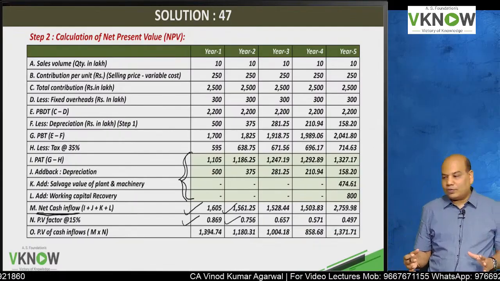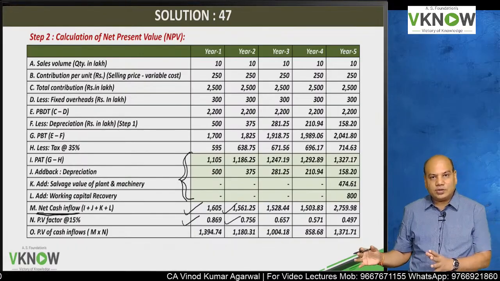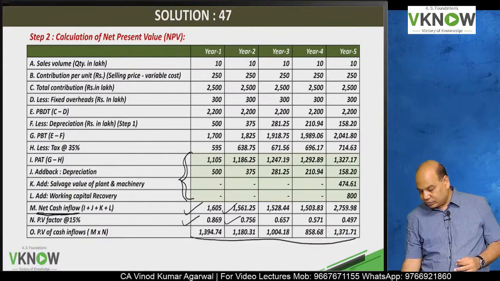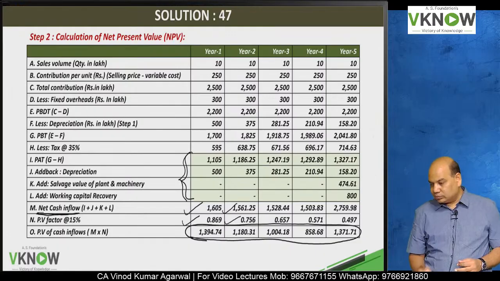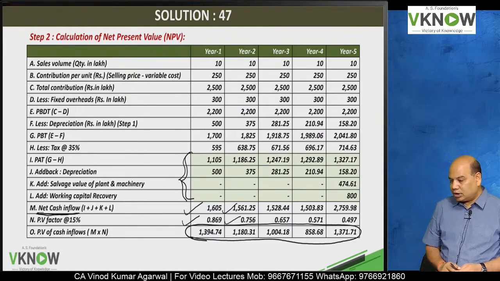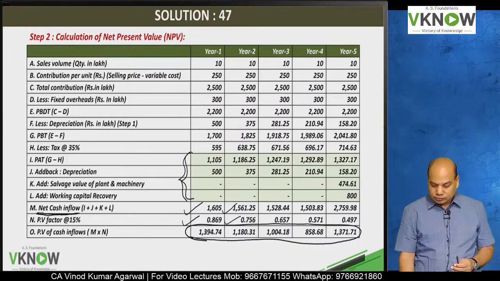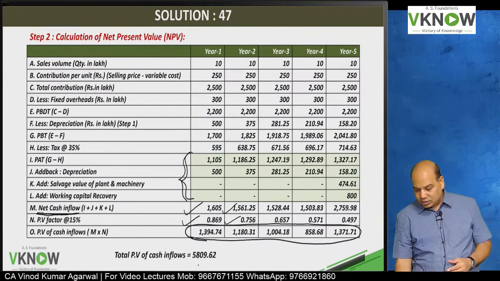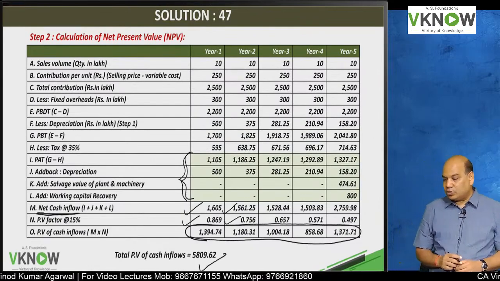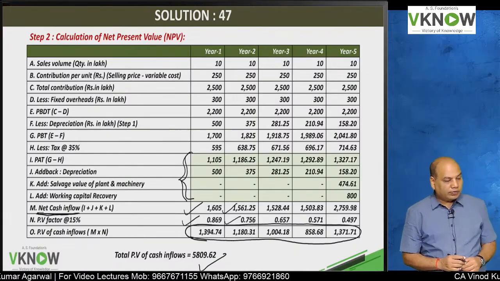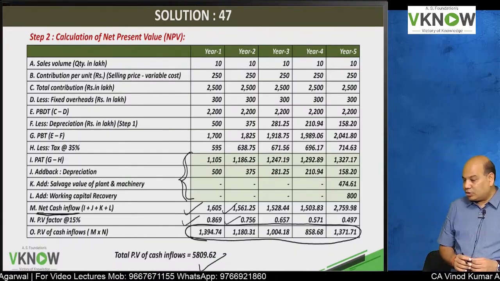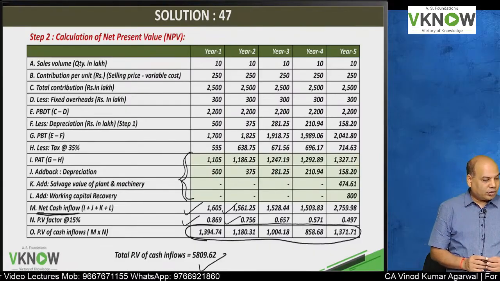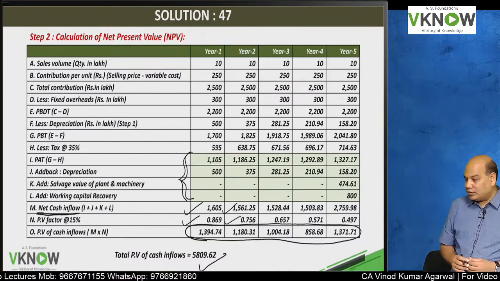Student has to know how to solve fast. I need the total of PV of cash inflow. Anybody for the total of this last 5 numbers? Give me the total. That will give me PV of cash inflow. Check the answer from my answer. Total PV of cash inflow. Please confirm the total. 5809.62. Is it right? Yes.